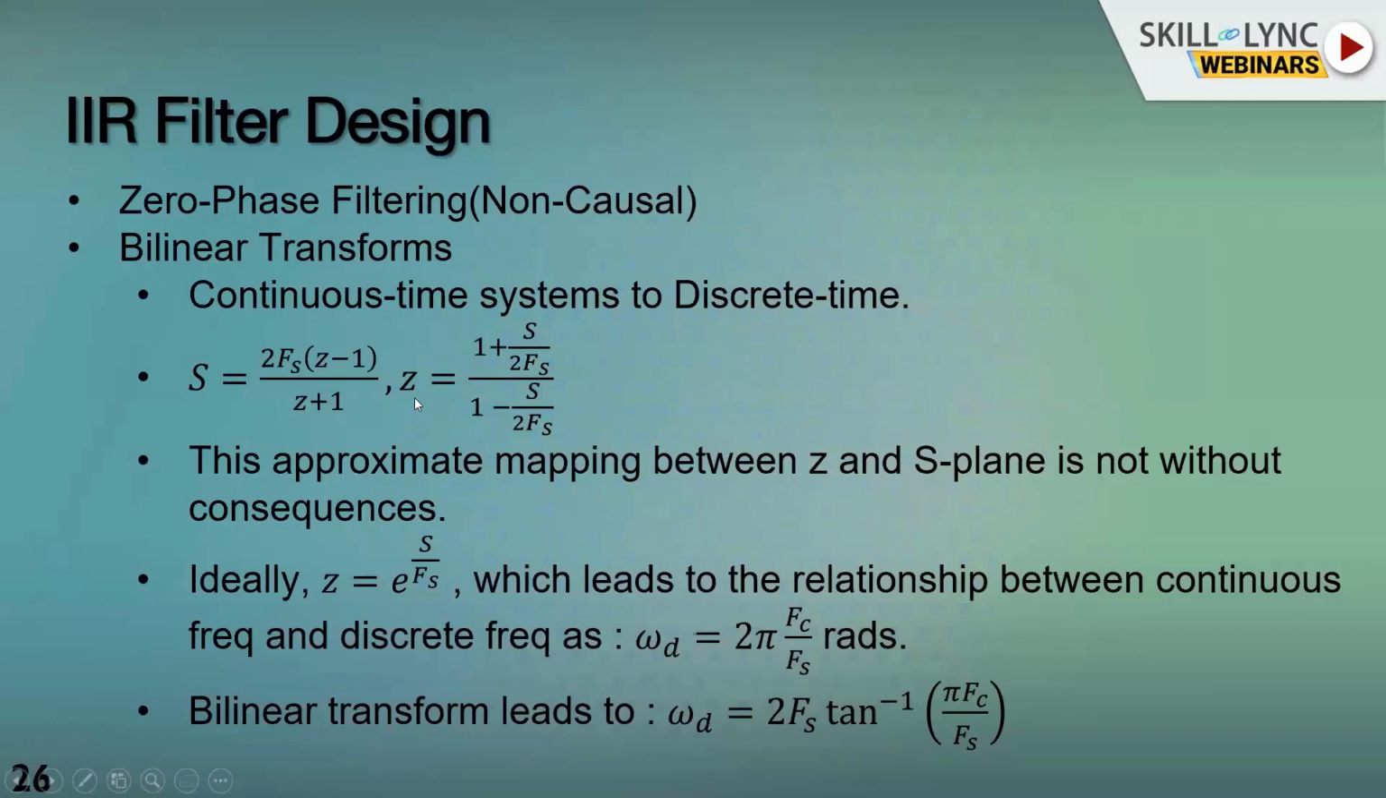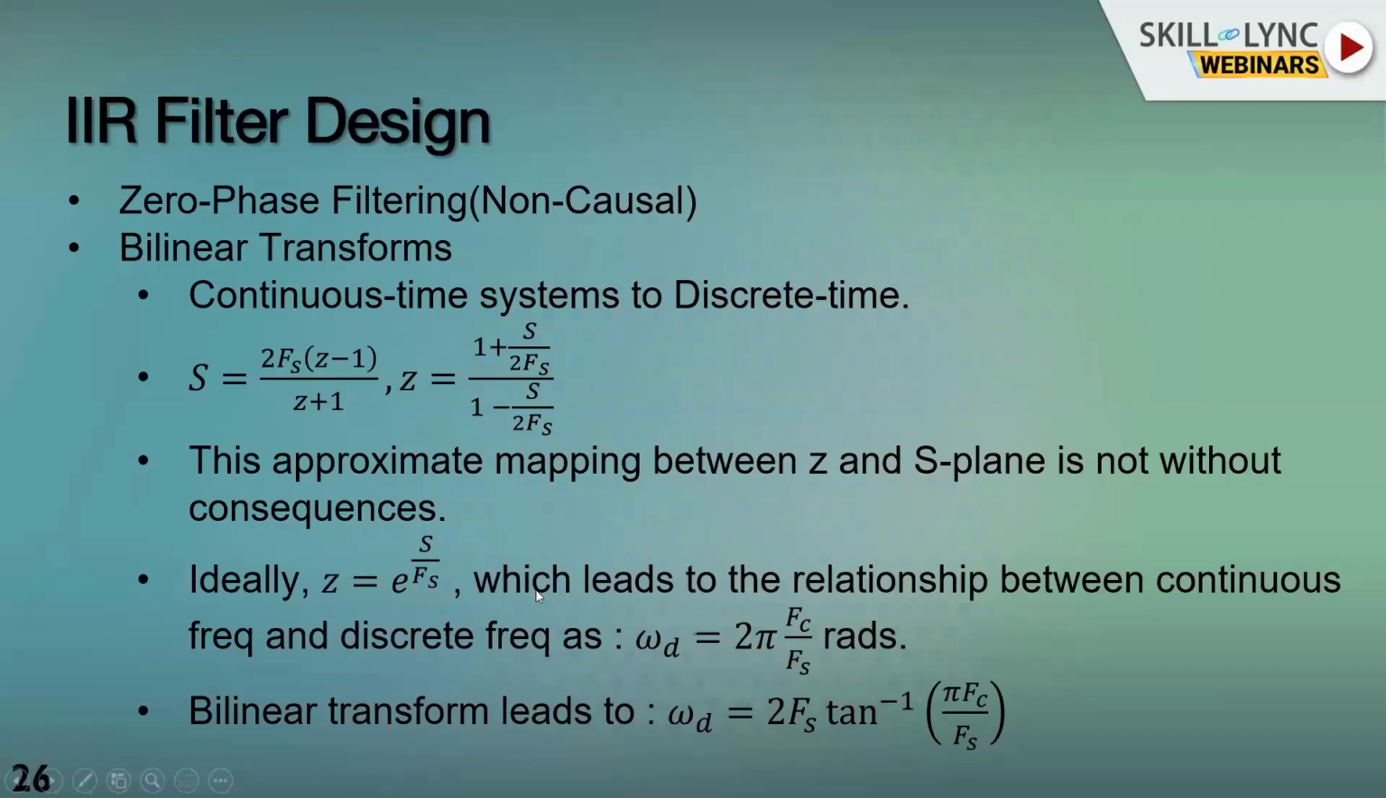But this is an approximate mapping between the Z and S plane, and it's not without consequences, meaning the ideal mapping is this: Z is equal to e to the S upon Fs. But we take a Taylor series approximation of this because this is not practically implementable. If we have to accurately do the transformation, it will be of infinite length. So we take the Taylor series of this expression and just take the first two terms and ignore the other terms. And this is why this is an approximate mapping.